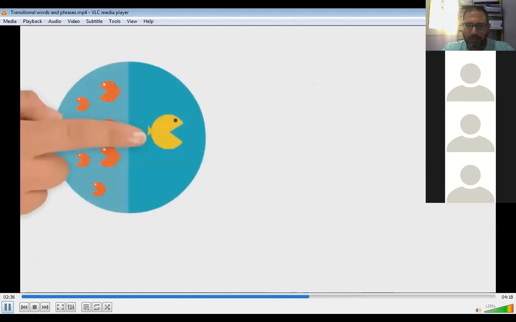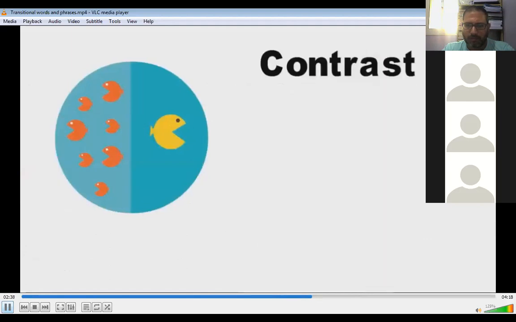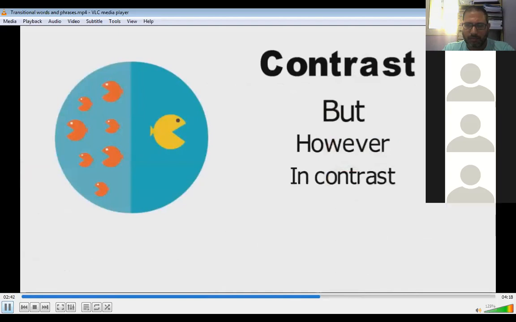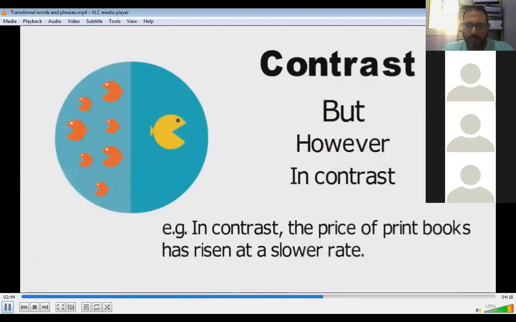For contrast, use words such as but, however, and in contrast. For example, in contrast, the price of print books has risen at a slower rate. Contrast, like two opposite ideas. The most famous here are but and however. Like, for example, she studied well for the exam, however, she failed. You get the point? So these transitional words show contrast, two opposite ideas. Following?